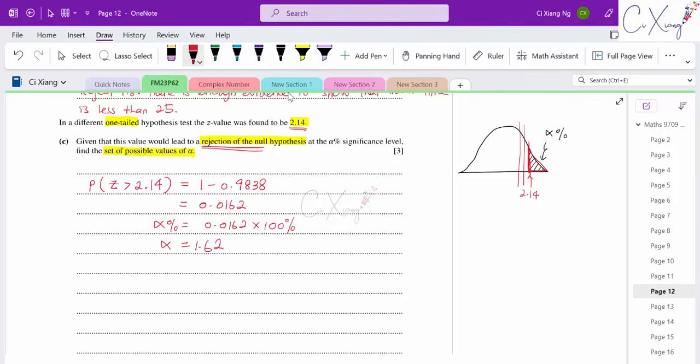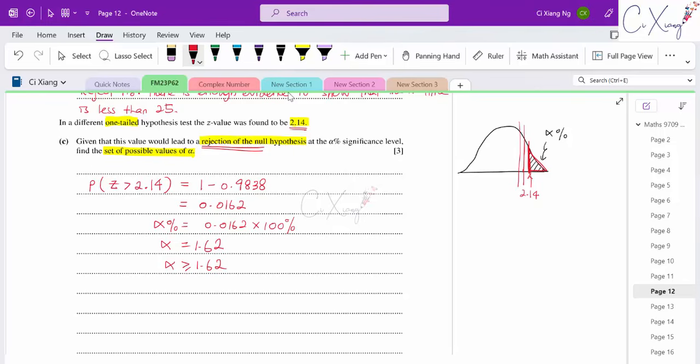So to write out the set of possible values of alpha, we should have alpha greater than or equal to 1.62, which means that at 1.62 itself, when the alpha is equal to 1.62, this area is good enough to represent the rejection region. And if I have the test statistic 2.14, then I can reject the null hypothesis. But if the area becomes bigger, then very obviously the 2.14 will fall under the rejection region. So it will be good if we are having alpha which is more than or equal to 1.62, so that the result is clear.